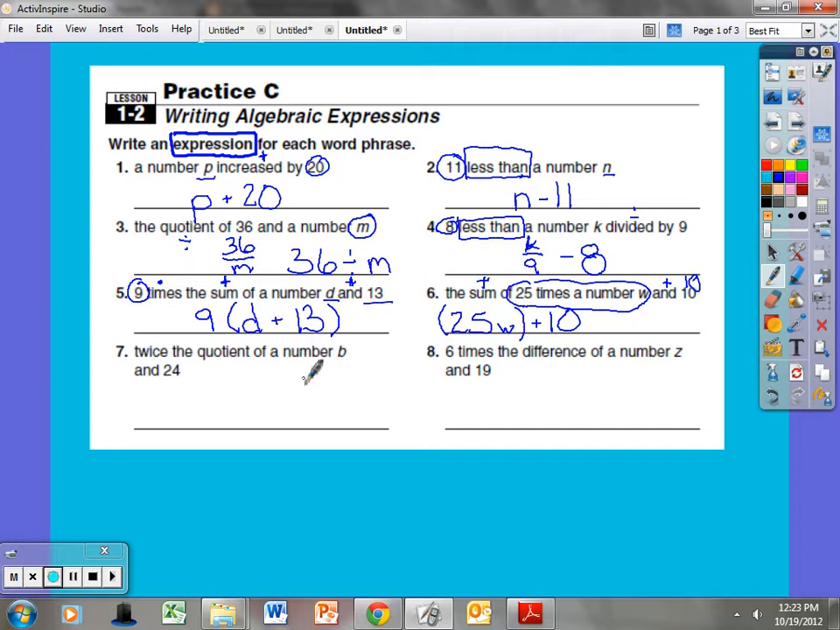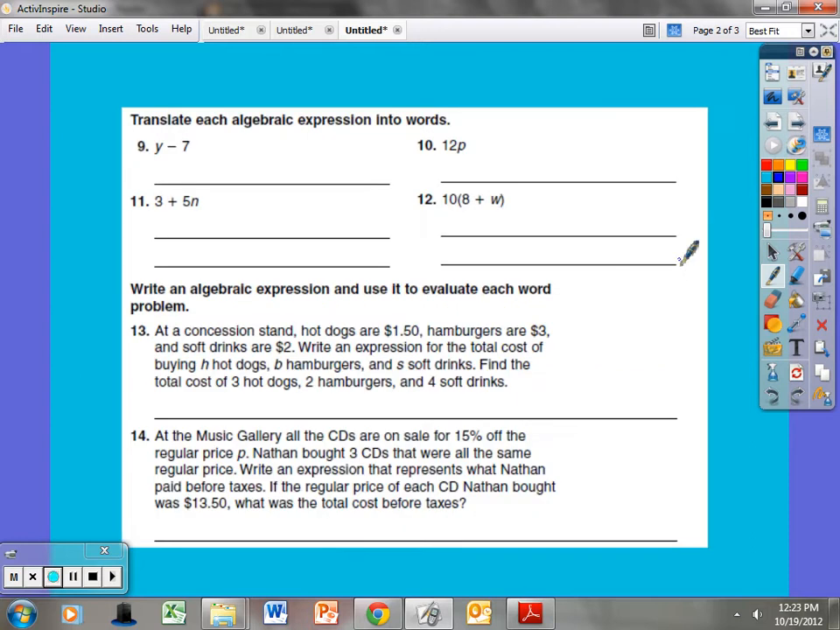Okay, I want to stop right here because I want to take a look at the next page real quick. Now we have to translate each algebraic expression into words. So we're going to translate each algebraic expression into words. I'm going to use my keyboard here.